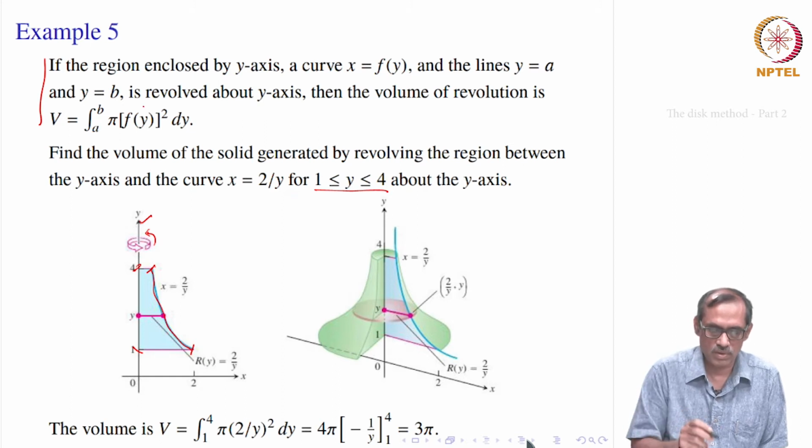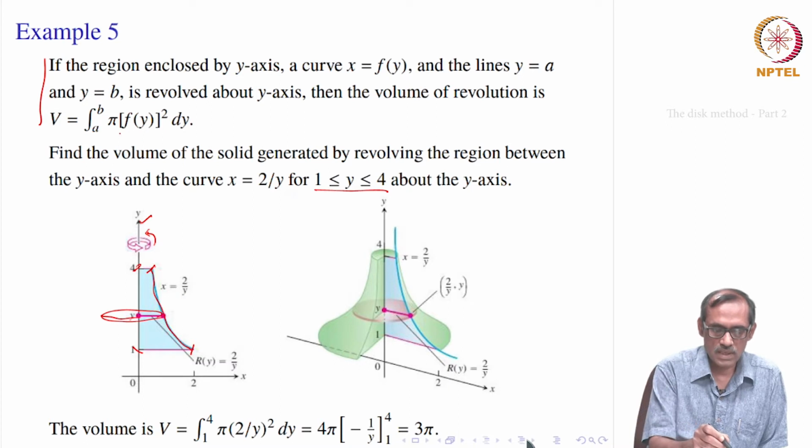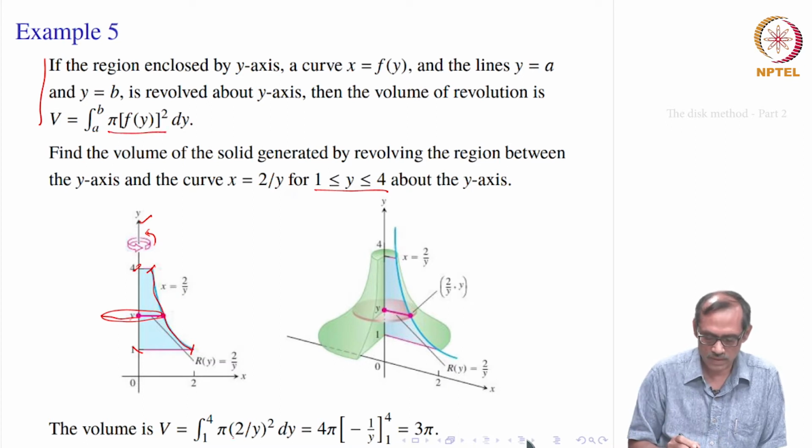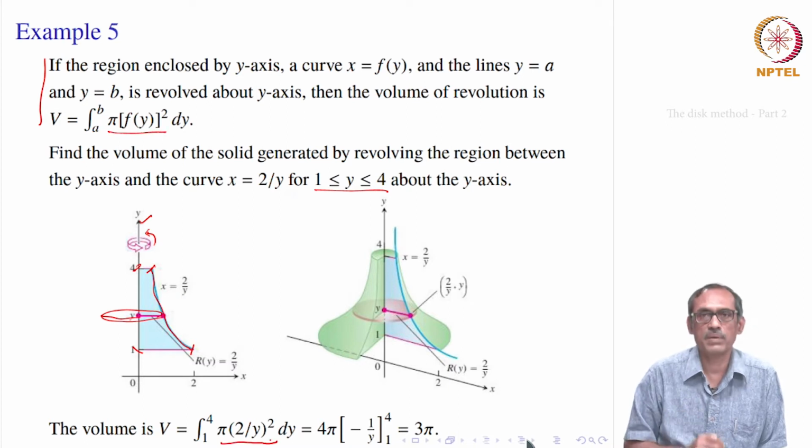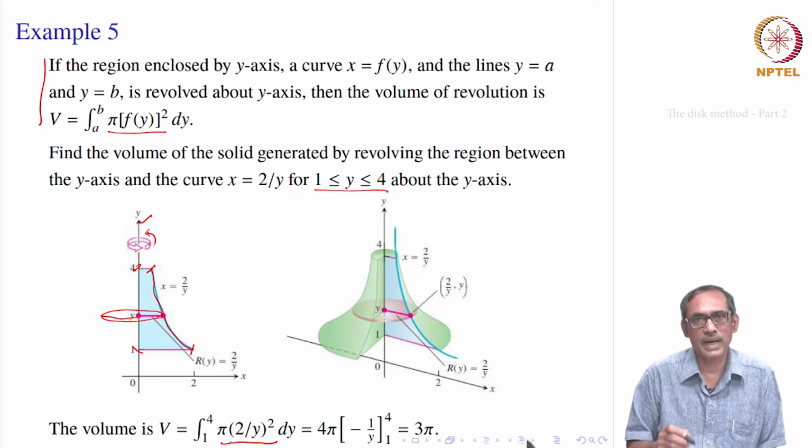So, we just go back to our formula because this is generating a disk here, as that slice becomes a disk easily due to the revolution around the y axis. And here x is a function of y. So, it is pi times f of y square, which is pi times 2 divided by y, squared. So, volume is simply the integral from 1 to 4 of pi times 2 divided by y whole square dy.